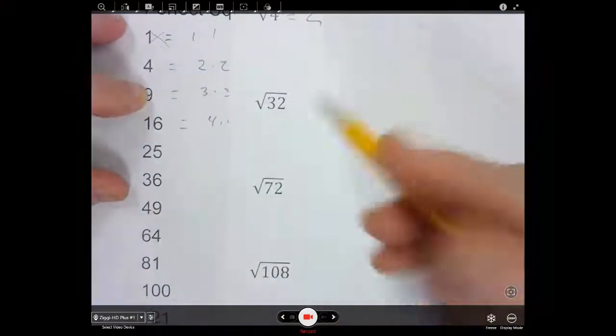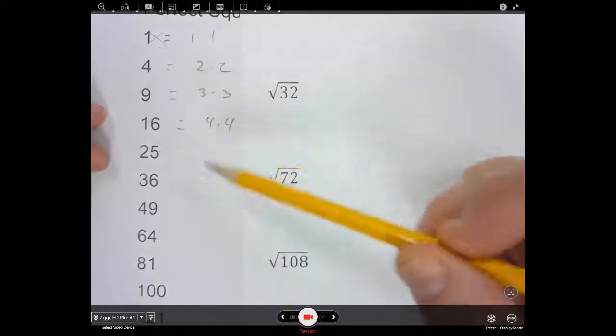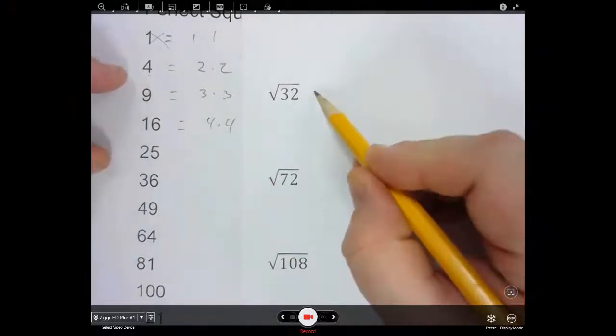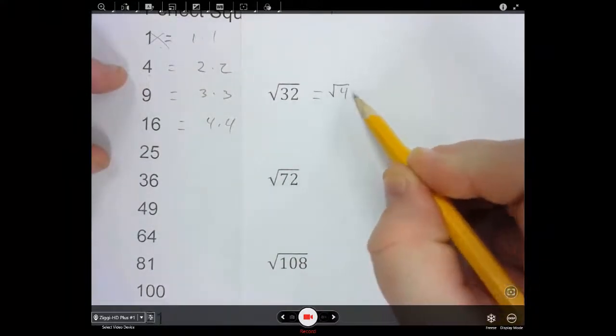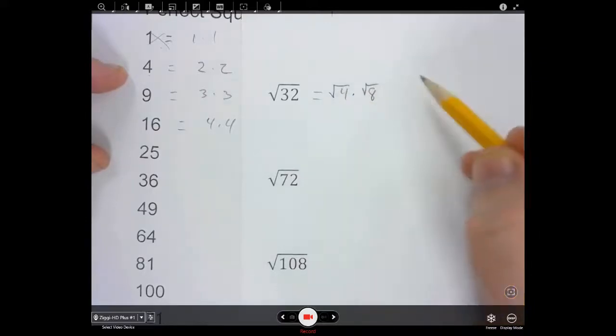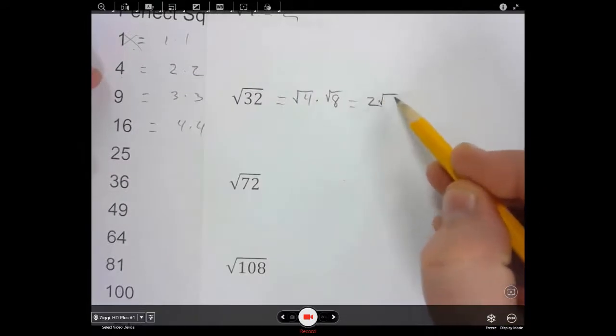Now if we go to 32, we want to take 32 and start dividing it by these perfect square factors. And let's say we divide it by 4. So 32 divided by 4 is going to leave you with the square root of 4 times the square root of 8. And we already know that the square root of 4 is equal to 2. We've got 2 square root of 8.